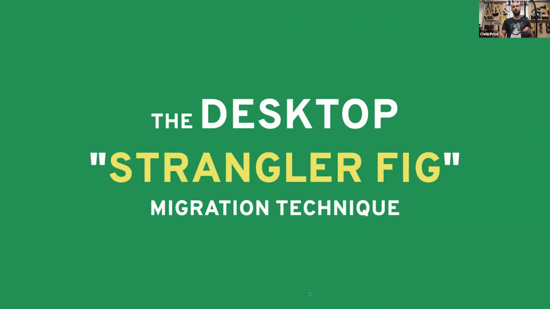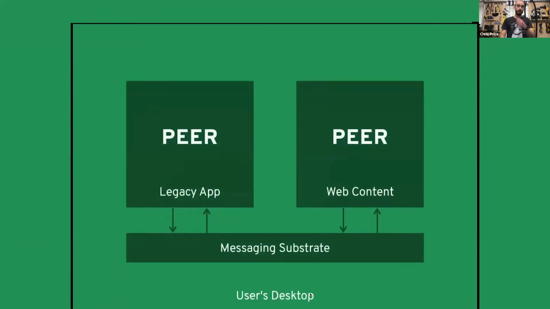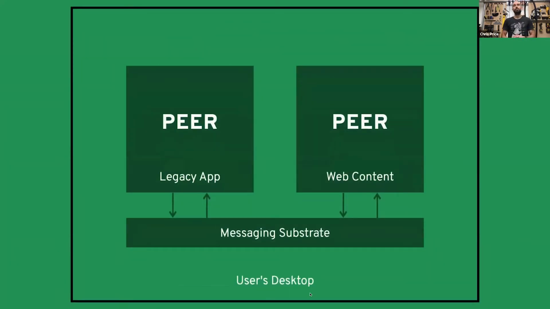Some of you might be familiar with the strangler fig migration strategy when it's applied to microservices. This is essentially the same thing that everybody's doing on the desktop. If you're not familiar with the terminology, I think you'll probably be familiar with the technique itself. The way it normally works is that you have your legacy app, which is running on a user's desktop. You have your web content, or you set up a way for your web content to run on the user's desktop alongside it, and you establish some kind of messaging substrate between the two.